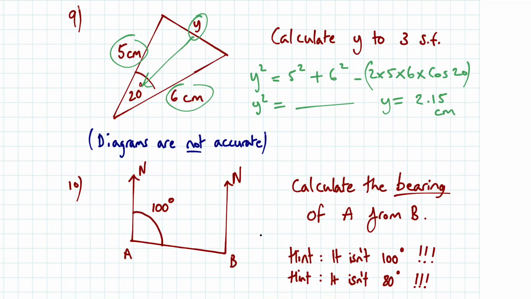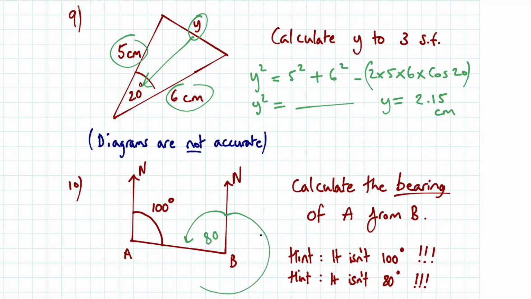Last bit of this homework then, and you can come and see me if you're not sure about any of these answers. Most common wrong answer here would be 80, and students think that the bearing of A from B, so we're leaving B, is turning through 80 degrees. But the problem is that turn there is anti-clockwise, and you're supposed to go clockwise on this topic.